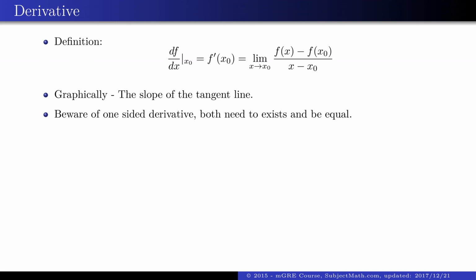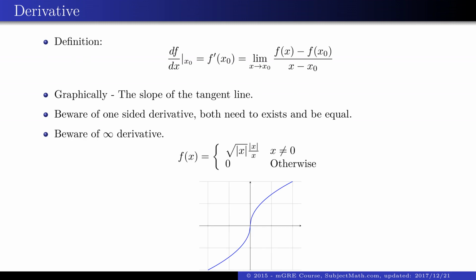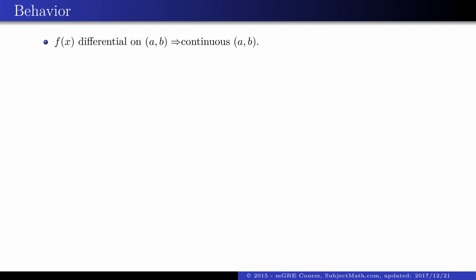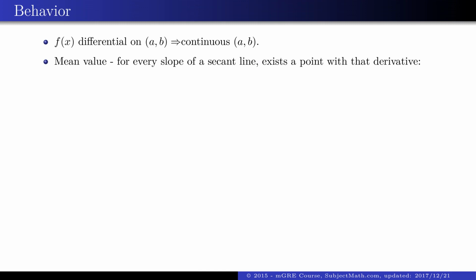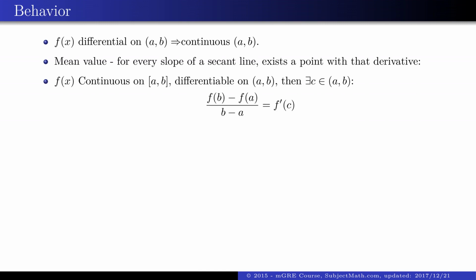As with any limit, you need to verify that both one-sided limits exist and are equal. And beware of the infinity case, like that in the following example. It happens when the tangent line is vertical, that is, with slope equal to infinity. Differentiability implies continuity. The mean value theorem connects the slope of every secant line to the derivative at some inner point. This is the specific statement of the theorem.